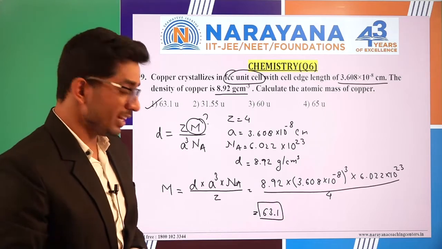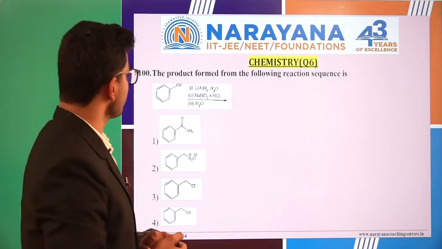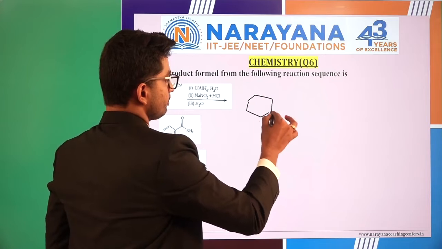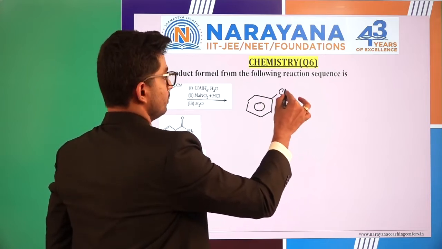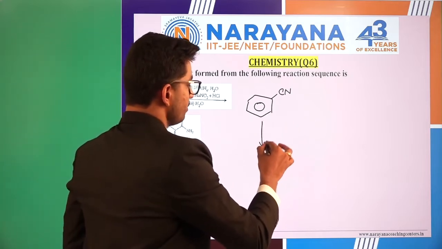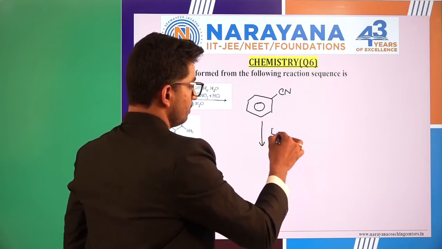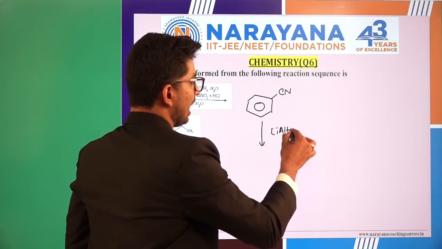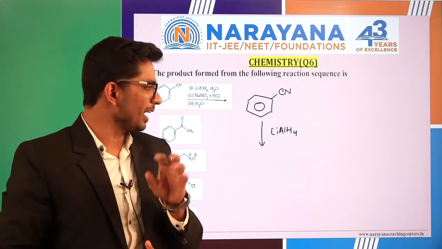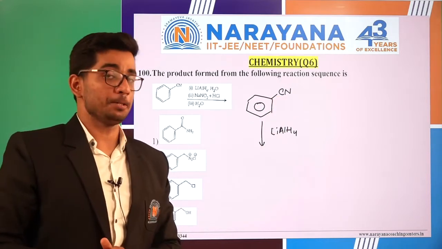Okay, so move on to the next one and the last question for the chemistry section. So we have a question here, and we are given benzonitrile, and we are asked to react this with lithium aluminium hydride, LiAlH4, and water. Basically, lithium aluminium hydride is an excellent reducing agent, and that will turn this cyanide into an amine.